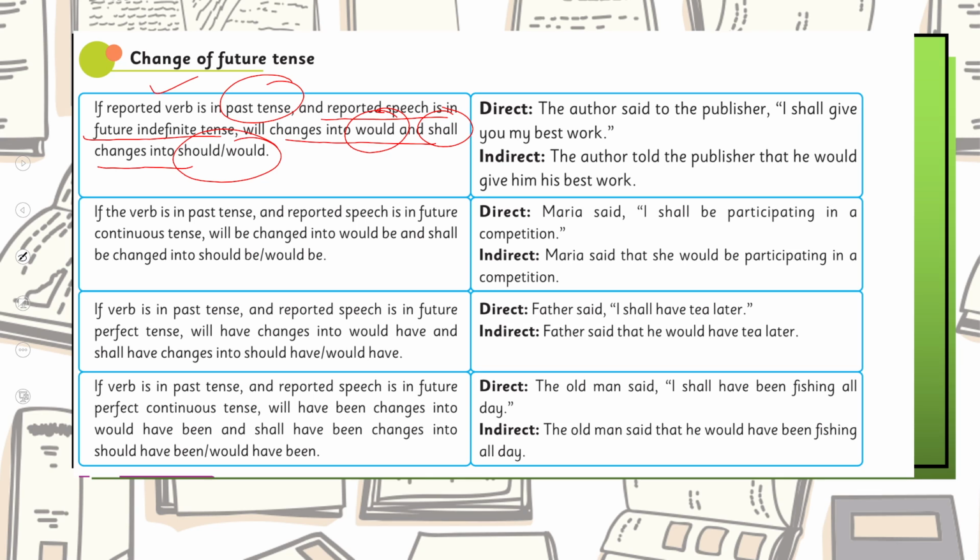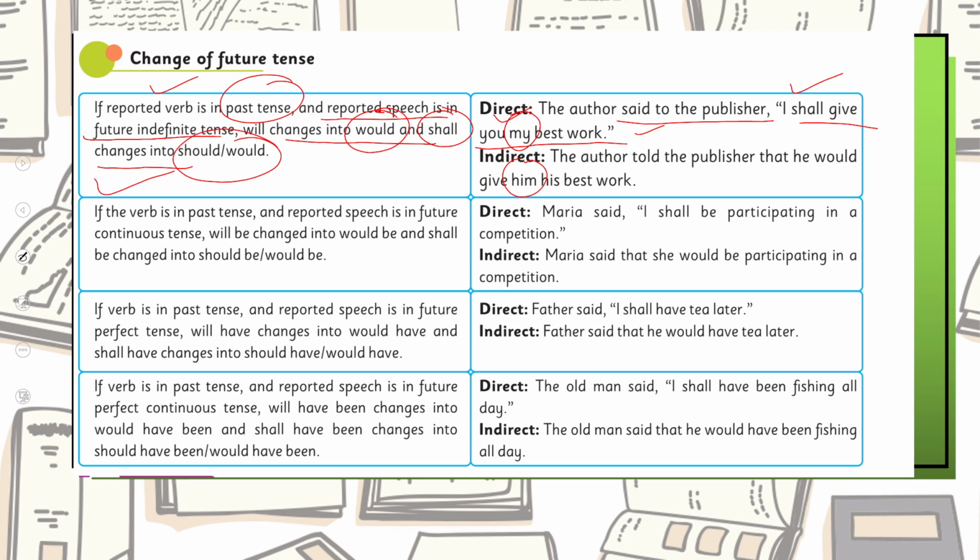Now, the author said to the publisher, I shall give you my best work. Now, this is in the past tense and we know that this is in the future indefinite tense. You will change will into would and shall into should. The author told the publisher, said will become told, that he would give him his best work. So all these different pronouns, possessive pronouns, will also be changed.